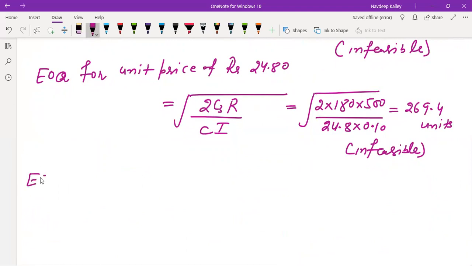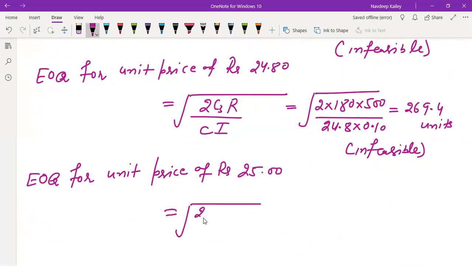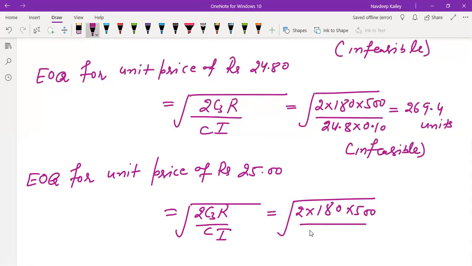Now we will calculate economic order quantity for unit price of rupees 25. This we will get in a similar manner, that is square root of 2C3R upon CI. 2 C3 is 180, R is 500 upon C is 25 into 0.1. After calculation, we will get 268.3 units. Now this is feasible.